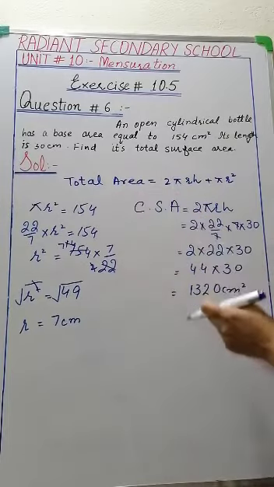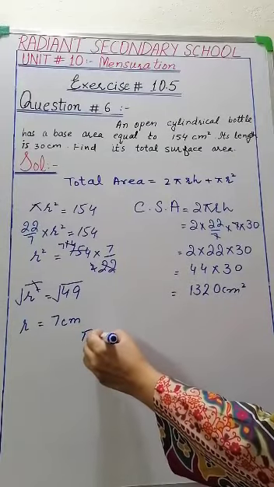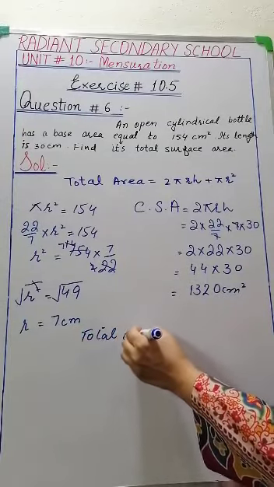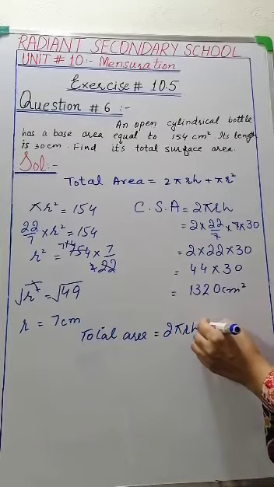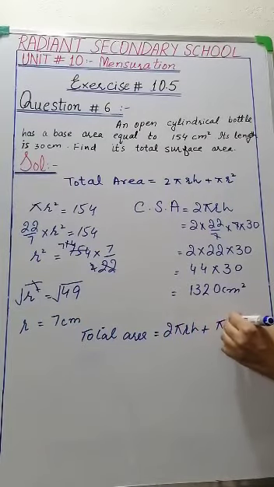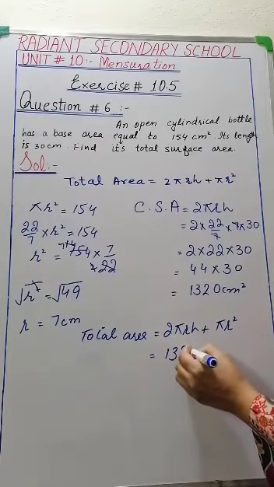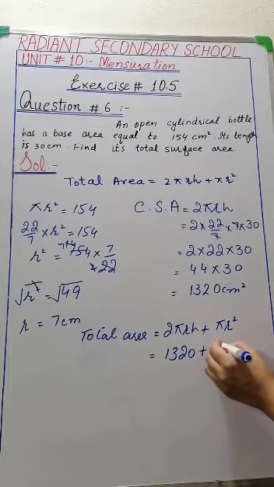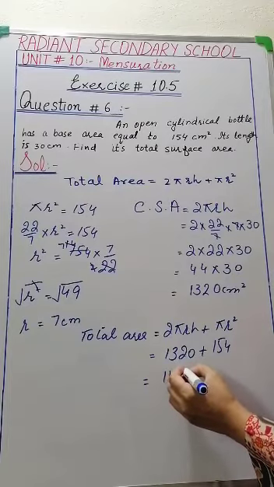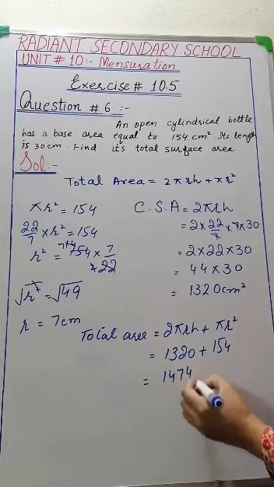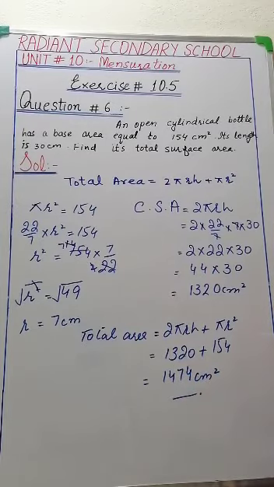Now the base area is 154 centimeter square and the curved surface area is 1320 centimeter square, and the total area is the sum of both of these. To find the total area, it is equal to 2 pi rh, that is curved surface area, and pi r square, that is base area. 2 pi rh is 1320 and pi r square is 154, and their sum is equal to 1474 centimeter square. So this is the total surface area of this bottle.